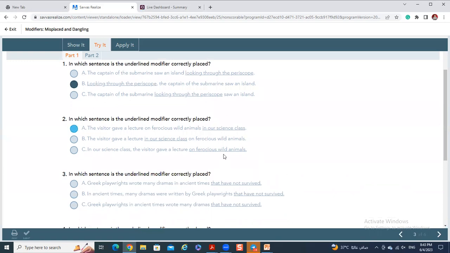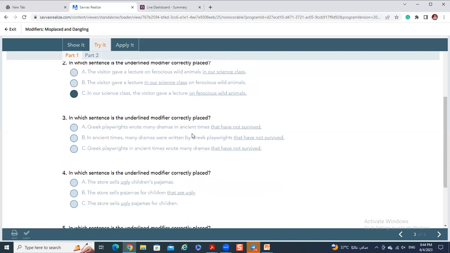Engineer Taha, which one is right here? Take care of the underline. The visitor gave a lecture on ferocious wild animals in our science class. This is wrong. The first one is wrong? Yes. Okay. The visitor gave a lecture in our science class on ferocious wild animals. I think it's also wrong. Okay. In our science class, the visitor gave a lecture on ferocious wild animals. Yes, this is correct. I'm not going to say right or wrong. I'm going to keep it till the end this time.